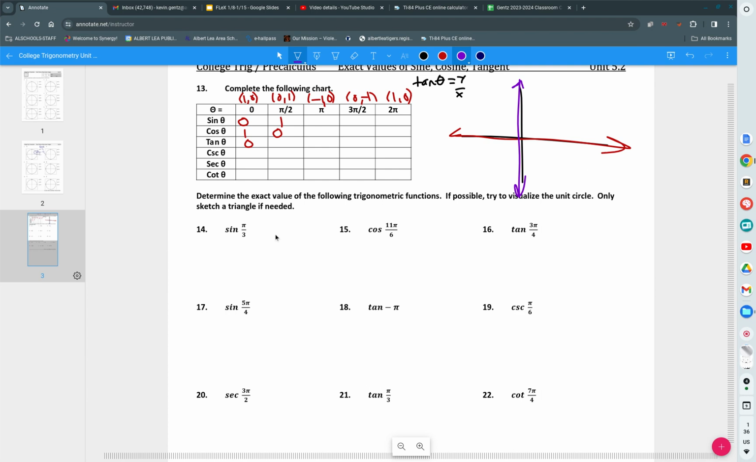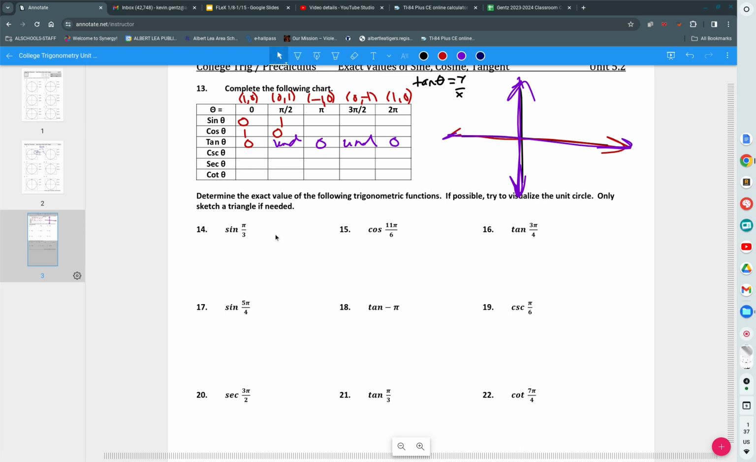Okay, suppose it was pi over 2. What's the slope of a vertical line? Undefined. Pi. Slope of a horizontal line? 0. 3 pi over 2. Slope of a vertical line? Undefined. And so I think of that picture in my mind every time. I don't always go through the process of y divided by x. Okay? And those are things to consider.